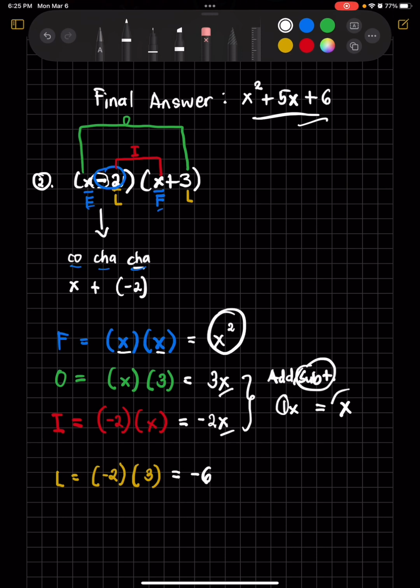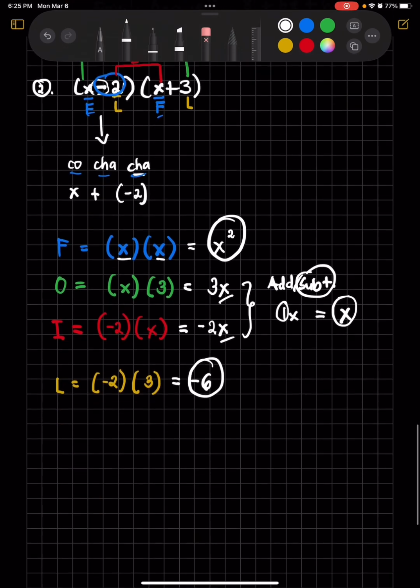Okay? So, these are our answers. Let's arrange them. We always start here with the highest exponent. So, we have x squared, and the sign of x here is positive. So, we just always put a plus there. Plus x. And then, the sign of 6 here is negative, so it also becomes minus. So, it becomes minus 6. So, we have x squared plus x minus 6.